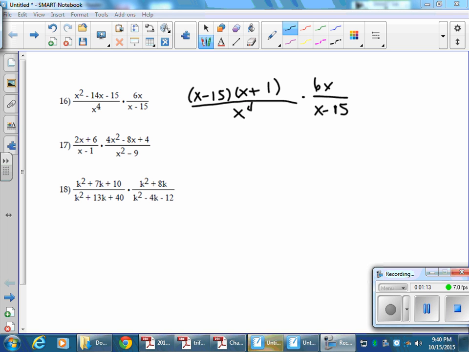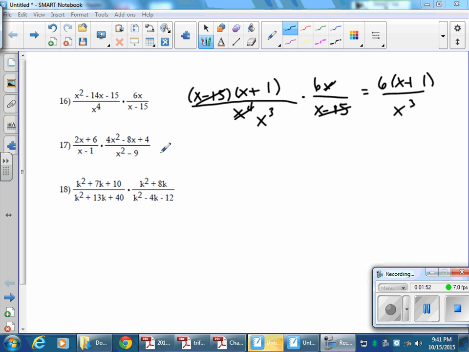Alright, so now I can cancel any common factors. The x minus 15 and the x minus 15 will cancel. There's nothing to cancel with that x plus 1. There's nothing to cancel with the 6. But this x and this x to the fourth can cancel out, and that would make this x cubed. So that's going to be my final answer: 6 times x plus 1 on the top and x cubed on the bottom.